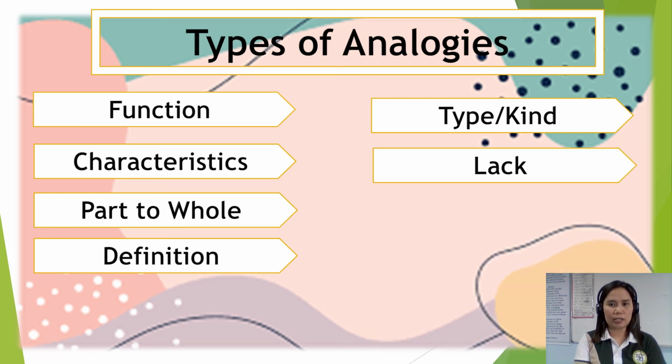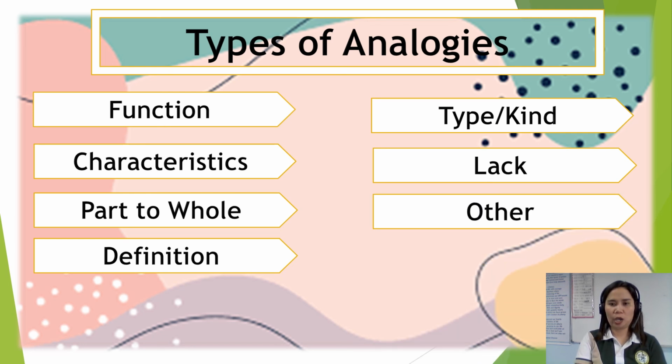Next is lack. The state of being without or not having enough of something. Like for example, weak lacks power. Ugly lacks beauty. Dry lacks water. Next, we have the other. The other shows the relationship and connection of something to another. Like, for example, a cake is something that you bake. A bird lives in a nest.